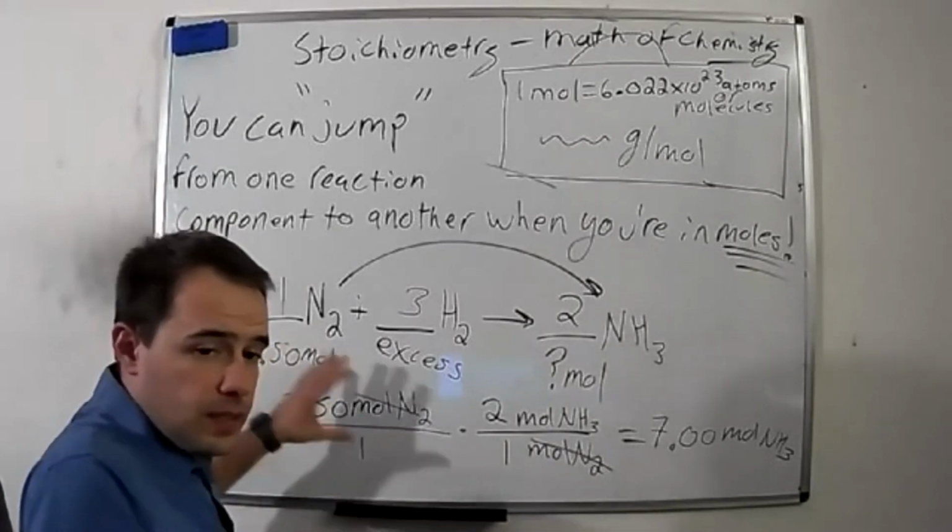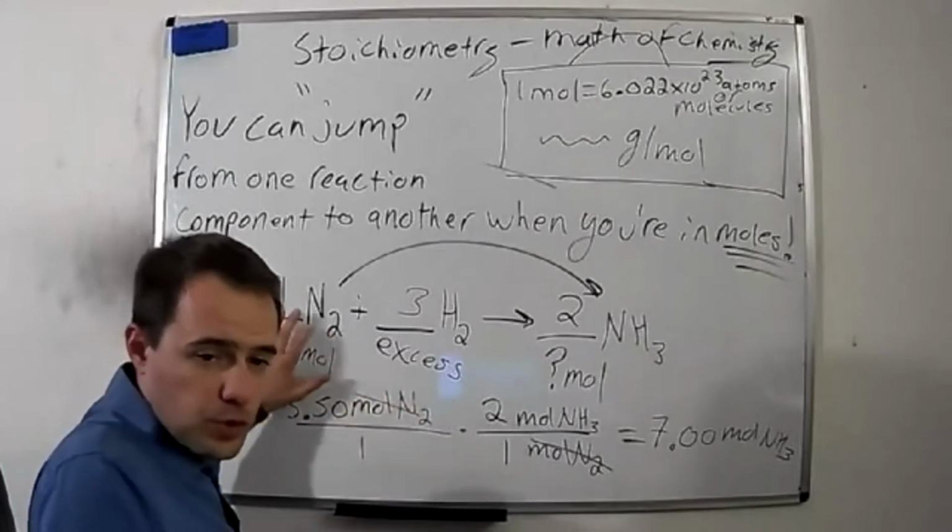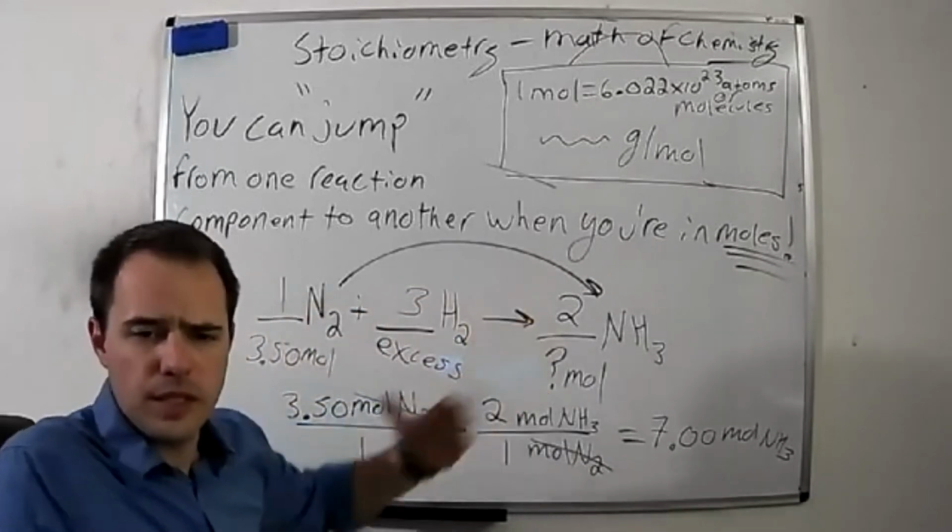Now, this is the easiest kind of reaction stoich problem because you started in moles and you ended in moles. So let's kick it up a notch.